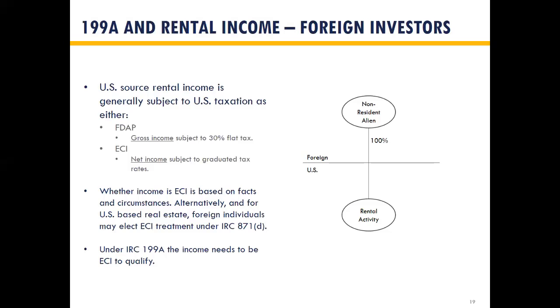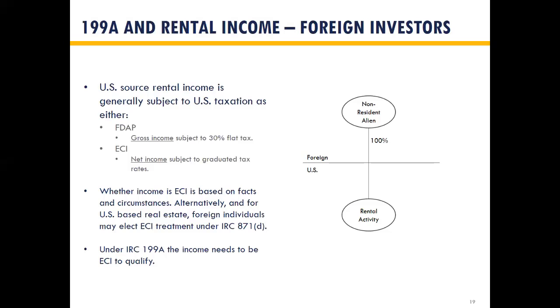It's interesting that under 199A, under the proposed regulations, it was, at least in the preamble, pretty clear, and it was also mentioned in the preamble to the final regulations, that to have income that's eligible for 199A, it needed to be ECI, effectively connected with the US trade or business. And if you had a foreign person that made an election under 871(d) to treat that income as if it were effectively connected income with the US trade or business, that typically was not enough. That was insufficient to be eligible for 199A.